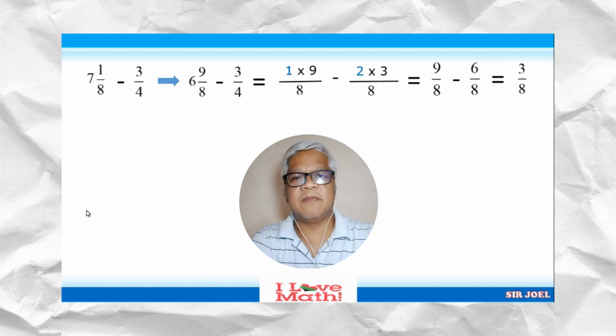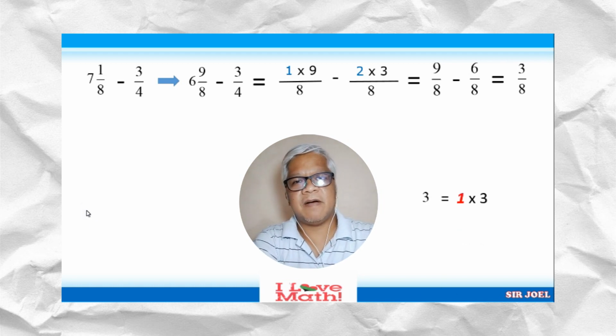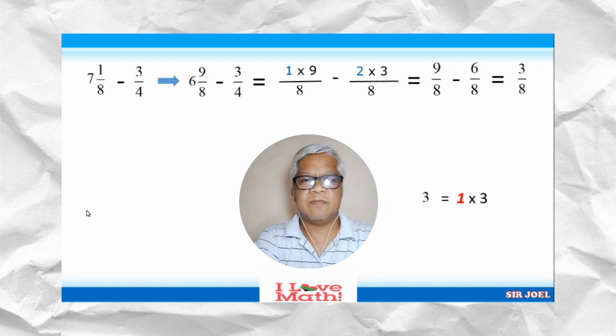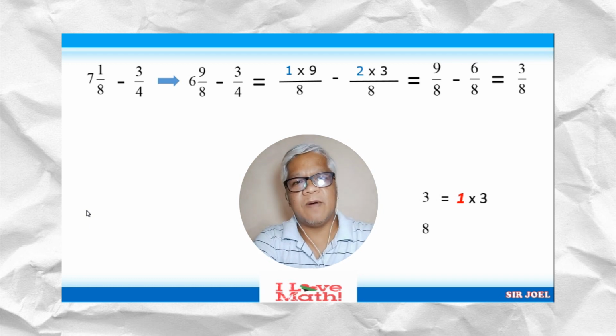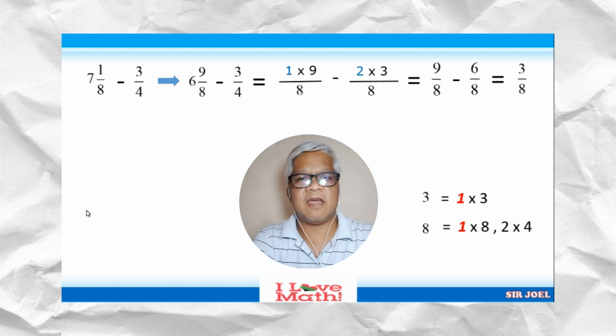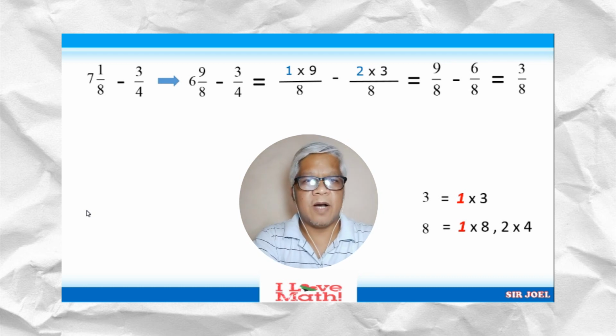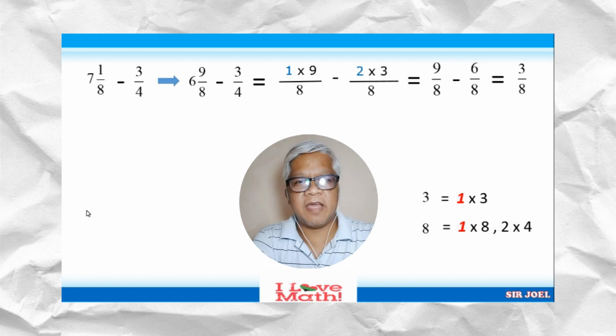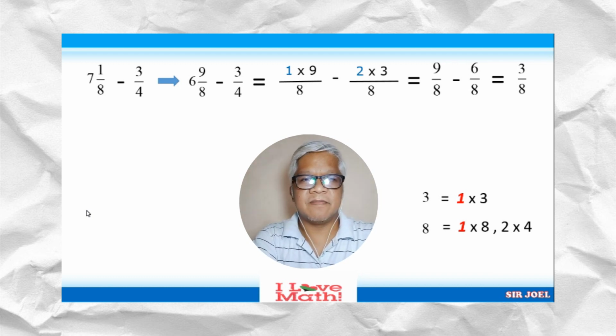Question, ang 3 over 8 ba ay naka-lowest term? Tingnan natin. What are the factors of 3? So, pwede siya true 1 times 3. So, the factors of 3 now are 1 and 3. Factors of 8 can be obtained through 1 times 8 and 2 times 4. If you notice, ang common factor ng 3 and 8 is simply 1. Ibig sabihin, 3 over 8 ay naka-lowest term.